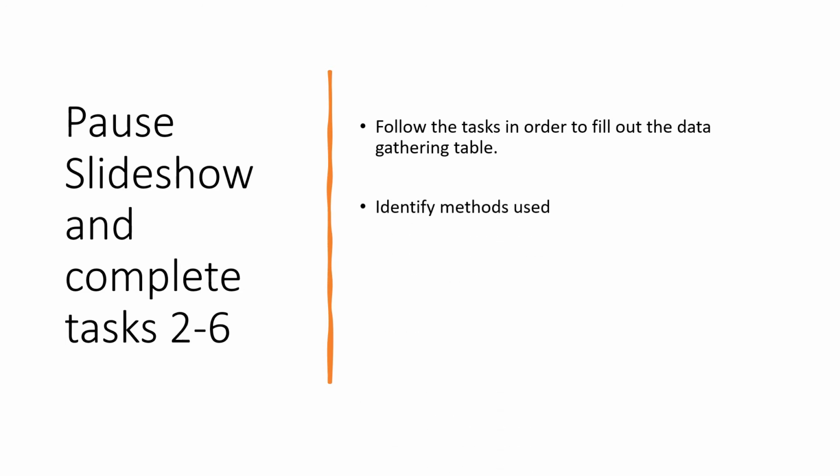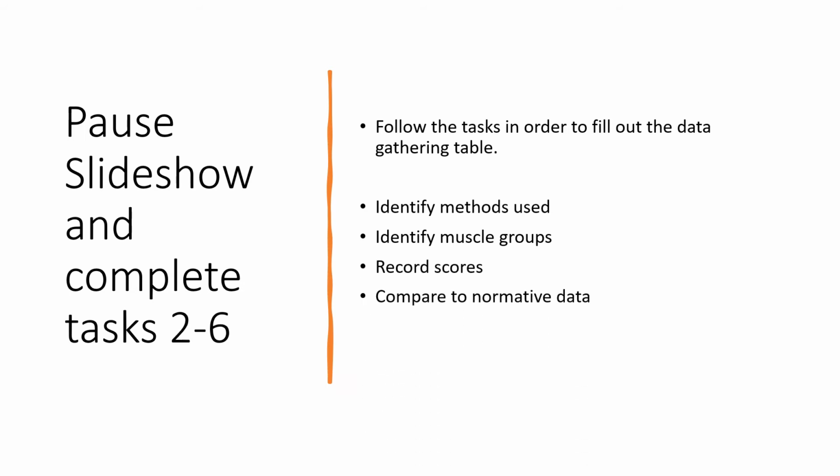So you'll need to identify the methods you use to gather data, identify the muscle groups each method used, record your scores, compare them to the normative data which I've provided in a sheet that's attached to your Show My Homework assignment, and set target scores for the end of the 4-week block. So based on the scores you've recorded, what score would you like to achieve by the end of your 4-week block? That's tasks 2 to 6. If you pause the slideshow now and try filling that in.